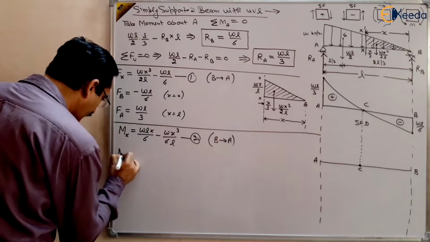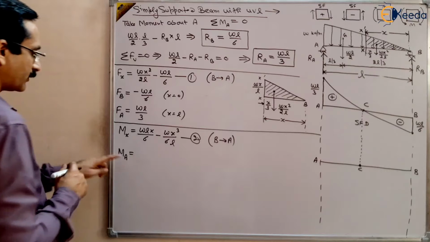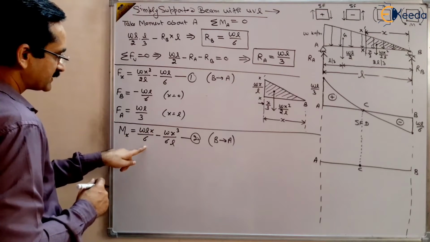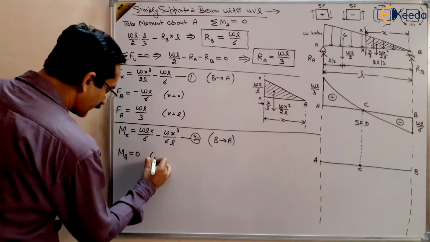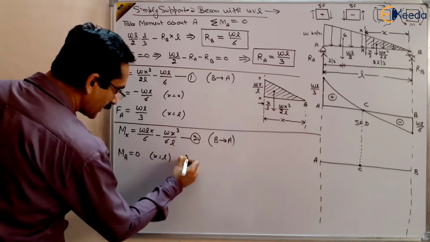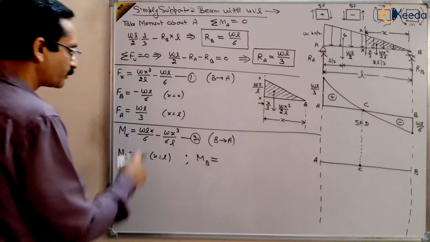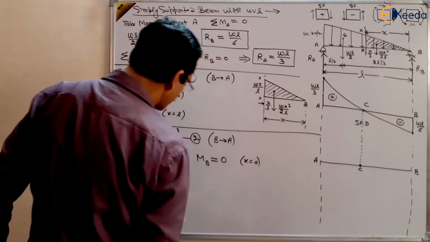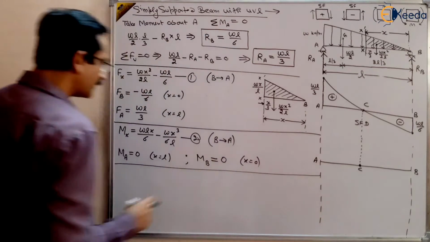So what is bending moment at point A? At point A, x will be equal to L. So put x equal to L here. WL square by 6 minus WL square by 6 will be 0. So you will get 0 at x equal to L. And find out MB. At B, x is equal to 0. Put x equal to 0 here, you will again get 0. So we have obtained the bending moment at point A and point B.